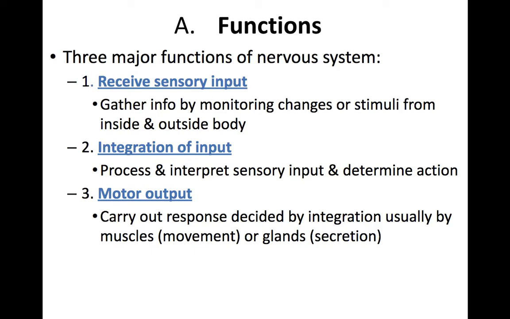Let's start with the functions. The three major functions of the nervous system are receiving sensory input, integrating that information or processing it, and then producing a motor output, which means an appropriate response.